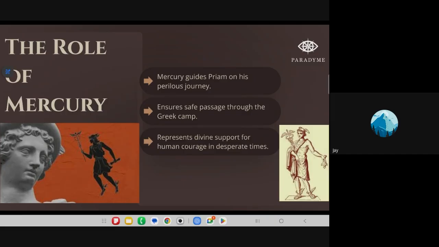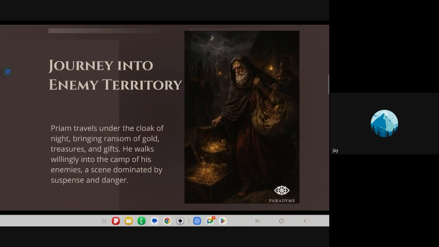And the gods already want to honor Hector, because in the background they're like, hey, this guy's never missed a sacrifice. He's always let us know that he appreciates us. We're not going to let Achilles do that to him. So Mercury honors King Priam for his courage and gives him a safe journey. Priam travels under the cloak of night, bringing ransom of gold, treasures, and gifts. He walks willingly into the camp of his enemies, a scene dominated by suspense and danger.